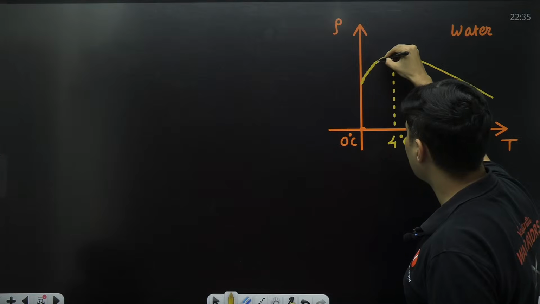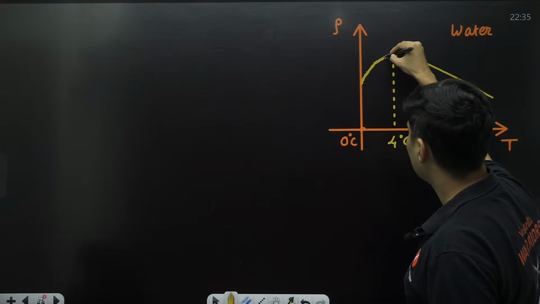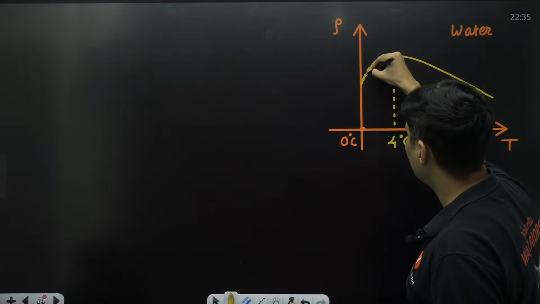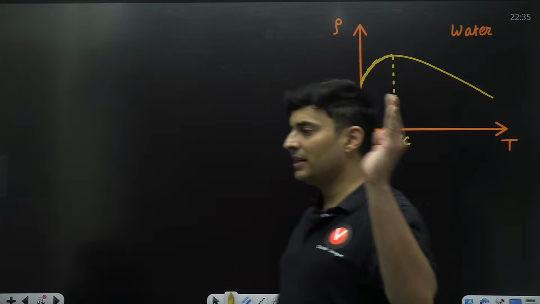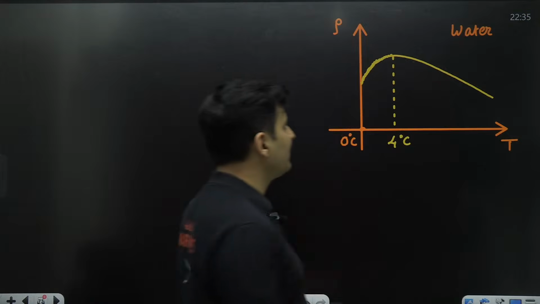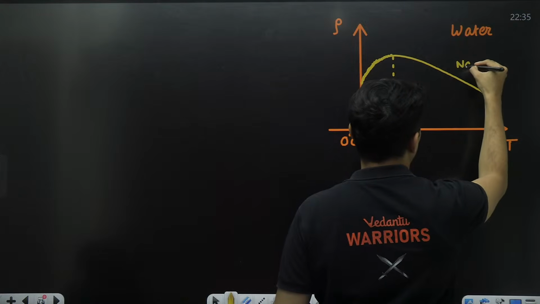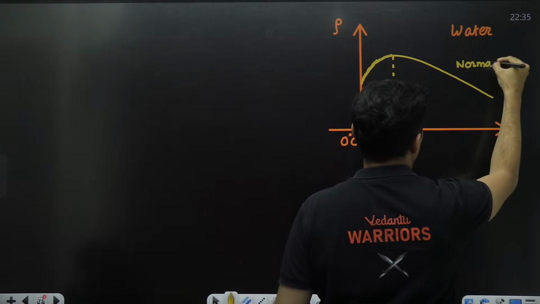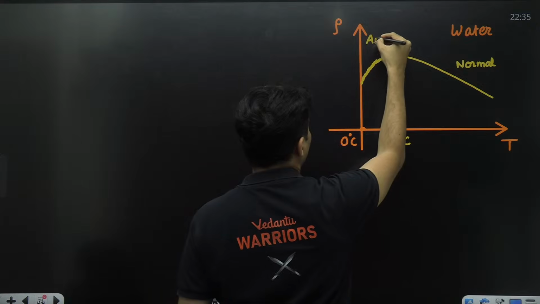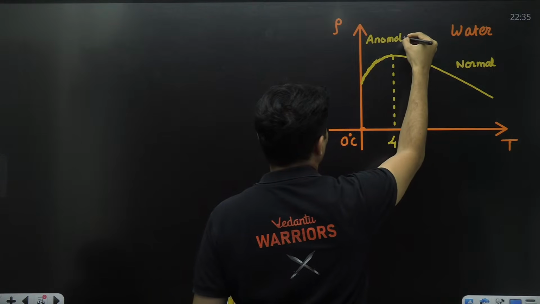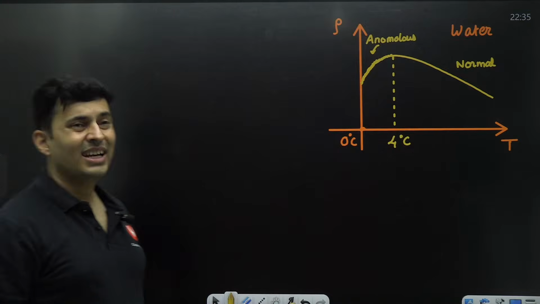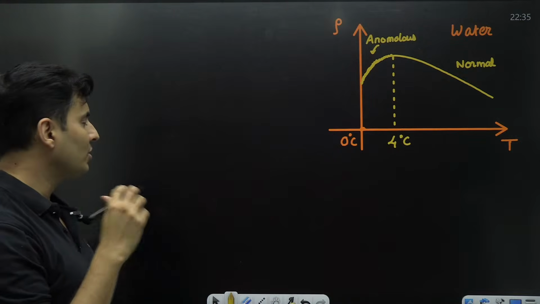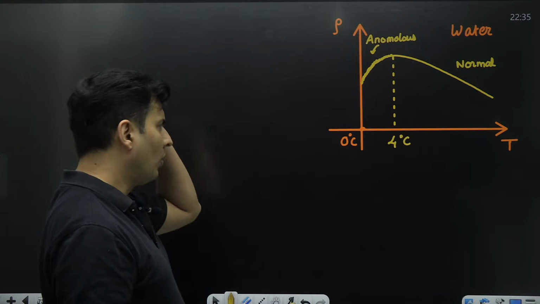Anomalous behavior happens in this part, because usually what should have happened is when you increase the temperature, the density should decrease. So this is basically your normal behavior. The anomalous behavior happens right over here, where density increases when you heat it, which should not really happen. That is water for you.